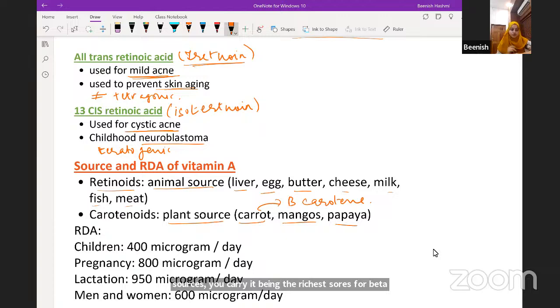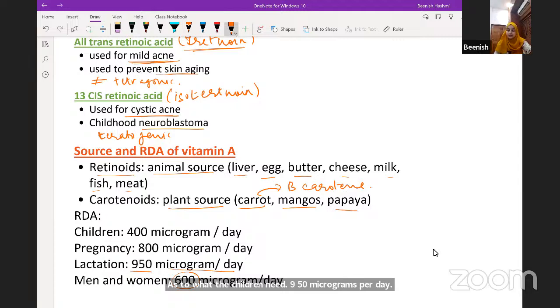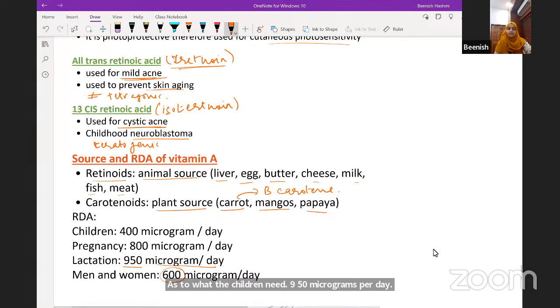Mangoes, papayas. Now in children, you need 400 micrograms per day of vitamin A. And in pregnancy, you need 800 micrograms. So the requirement just doubles in pregnancy compared to what children need. In lactation, you need 950 micrograms per day. In men and women, they need 600 micrograms per day of vitamin A.